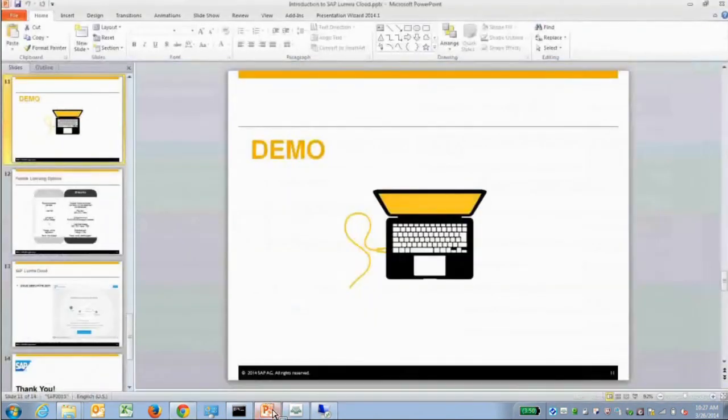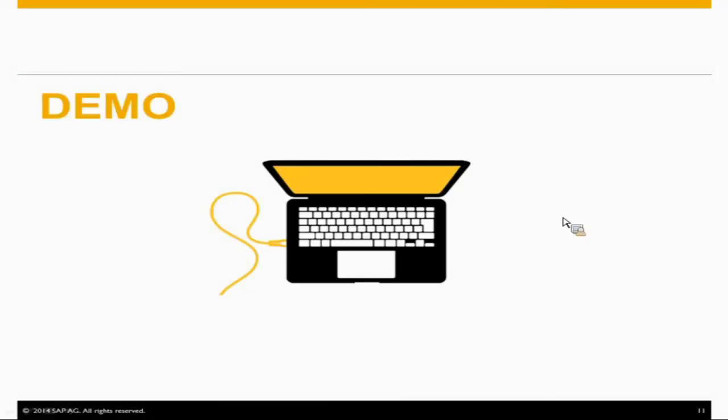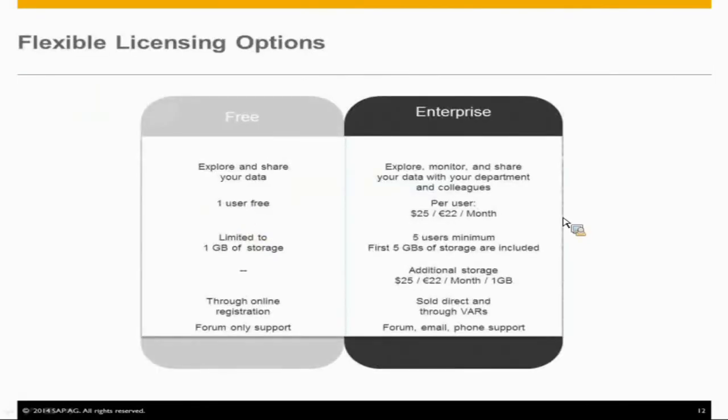I'm going to go back into my slides for the demo. As I said, you do have the ability to get a free account by just registering your email address. You have a limit of 1 gigabyte of storage, and this can all be done through online registration. And we have a form on SCN where you can get support as well if you need it.